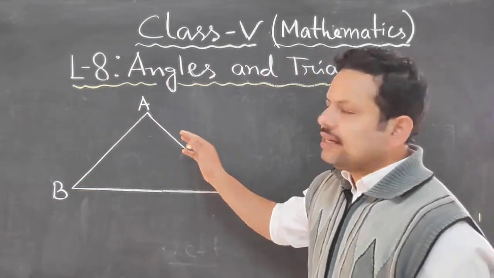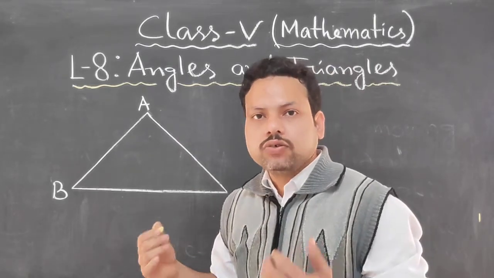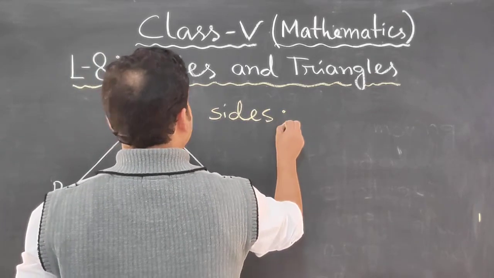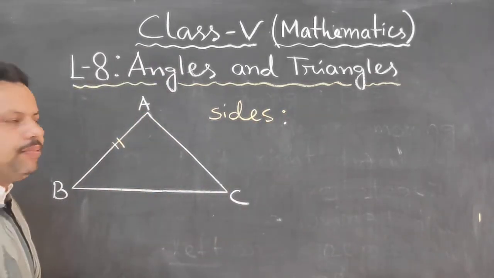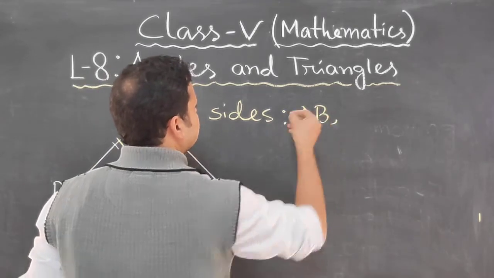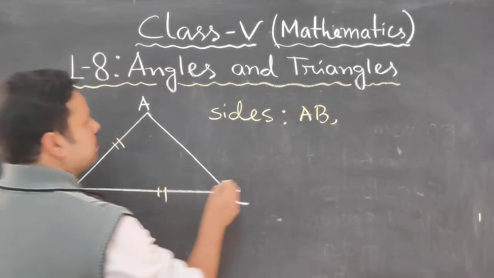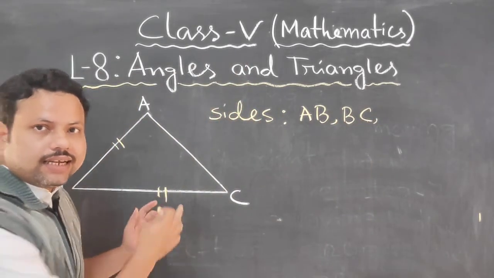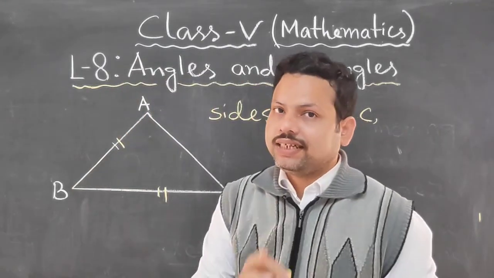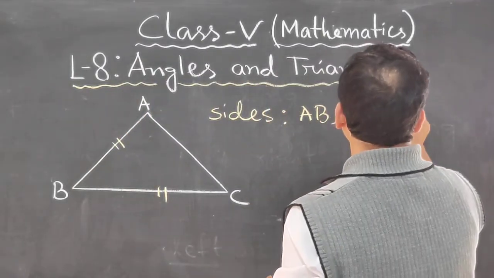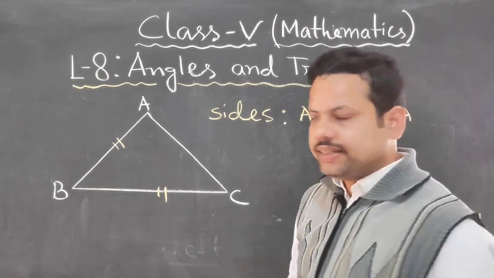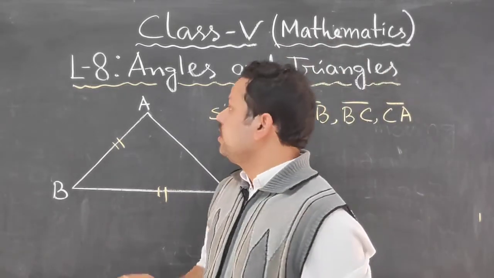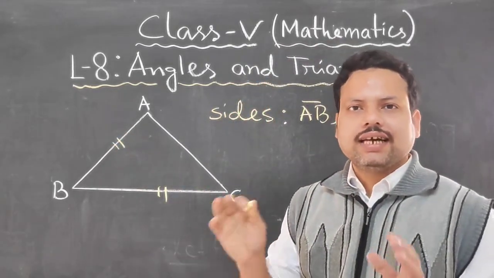From this we can write that the three line segments are known as sides. So what is this? Sides. First one, AB. So write there AB. Next one BC. Write there BC. Another one CA. In cyclical order we have to mention the name. Because it is a line segment, we have to give a bar. Okay. So in this triangle three sides are there.